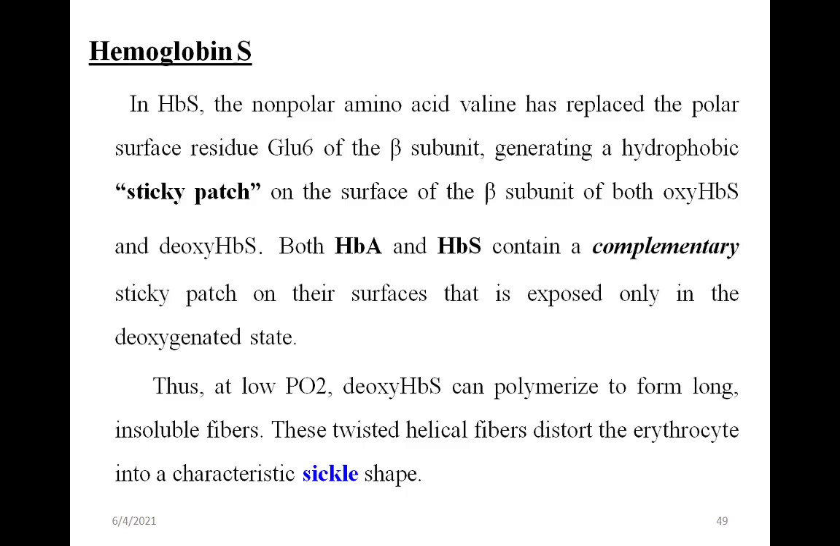This twisted helical fiber distorts the erythrocyte into a characteristic sickle shape. So the distortion of the RBC is due to the appearance of this fiber structure. The RBC takes on the fiber structure because the hemoglobin is attached to each other inside the RBC. So it looks like a sickle shape.